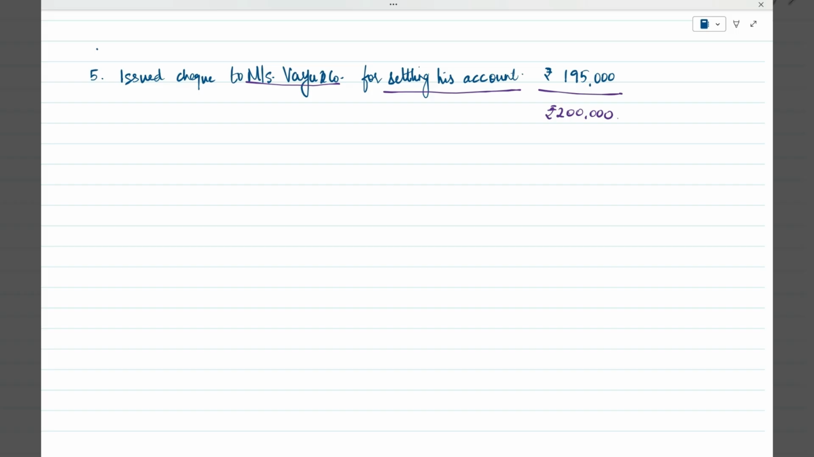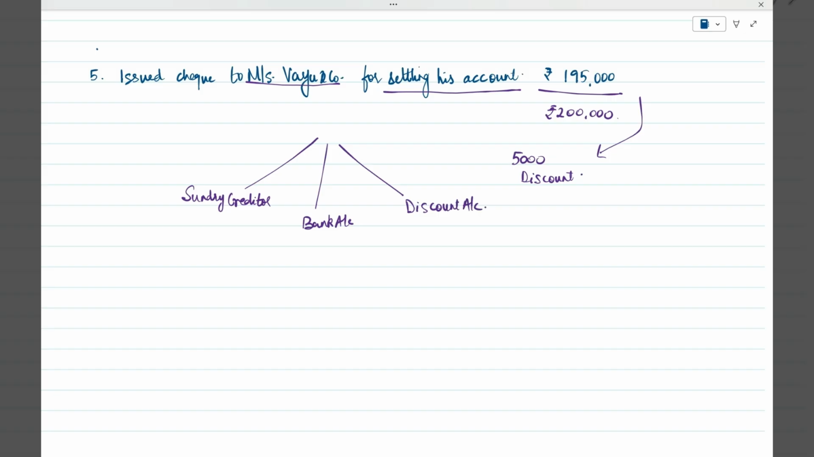So what we infer is, because the amount was paid early, there was a discount that was received. So it is a bit tricky because there are three accounts involved. One is sundry creditor, other one is bank account because we issued a check, other one is discount received account.